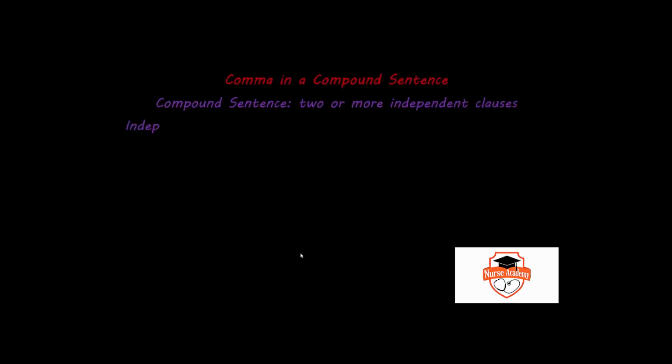Next, let's discuss a comma in a compound sentence. To do this, let's define a compound sentence. A compound sentence is two or more independent clauses. Next, let's define what an independent clause is. An independent clause has a subject, a predicate, and it can stand by itself.